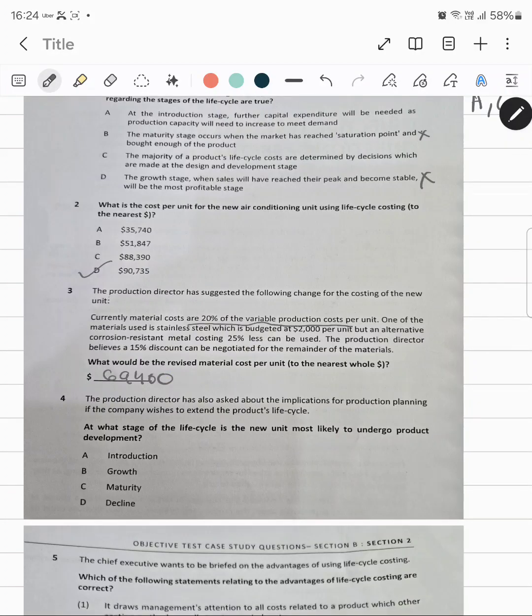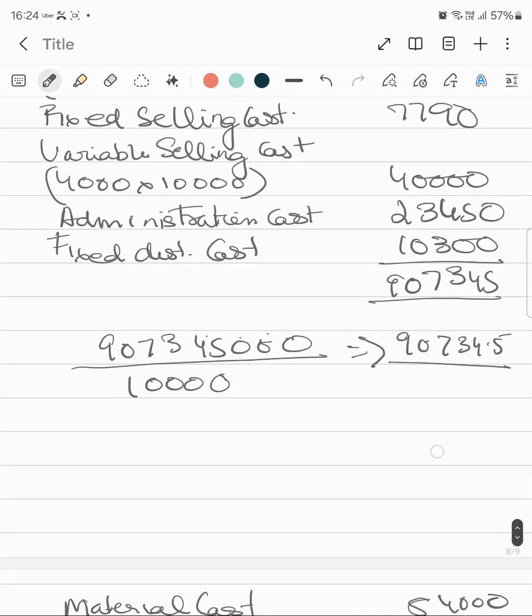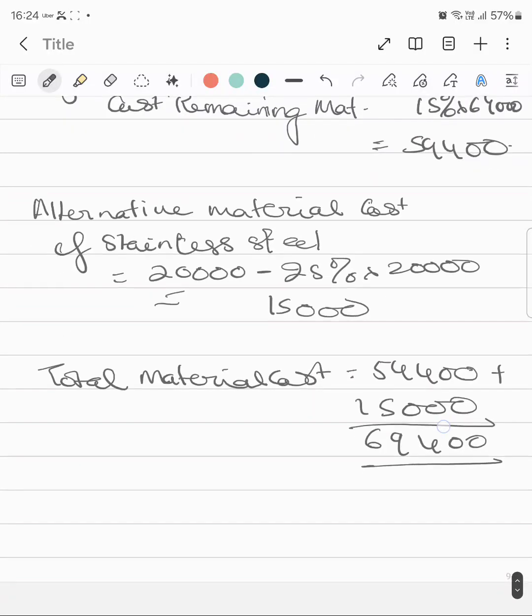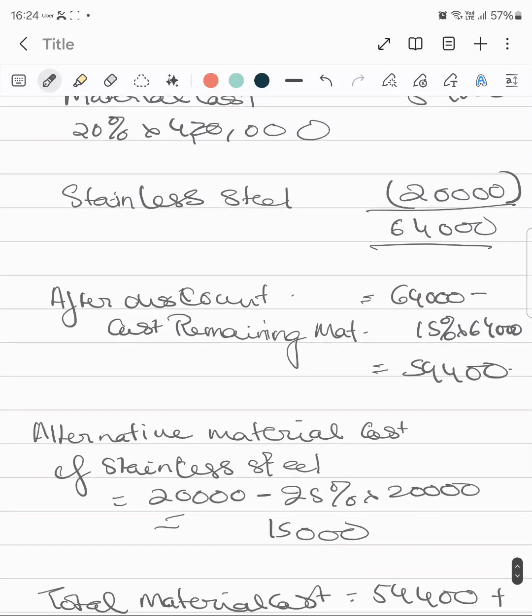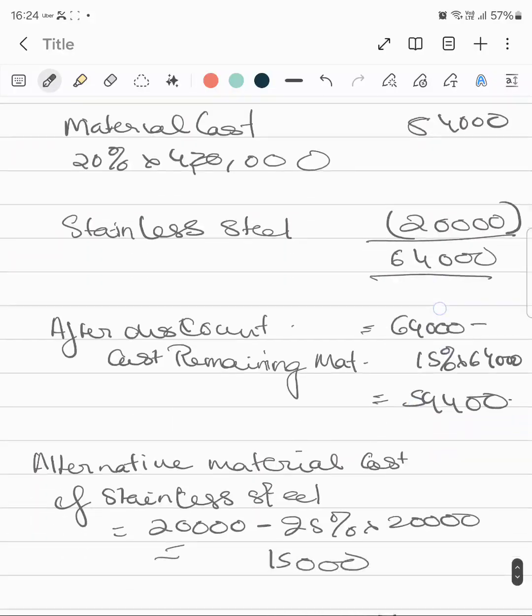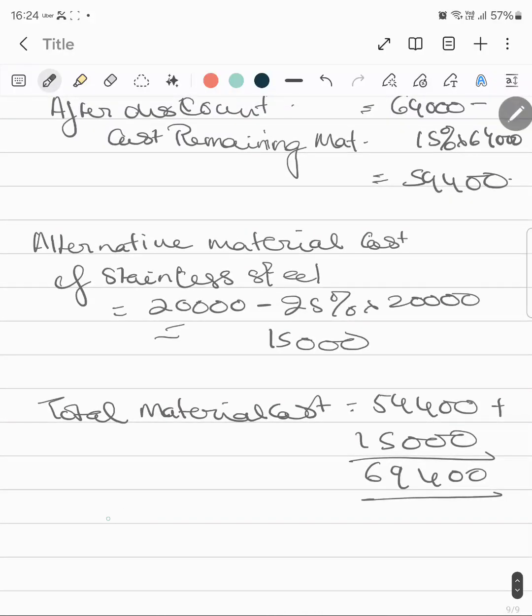Am I right or wrong? No, I've made some mistake over here. Okay. So this 4,20,000 was actually converted into thousands. So the entire cost is actually 69,000. If I need to convert it into thousand, then it is 69,400, but the actual figure is 69,400.